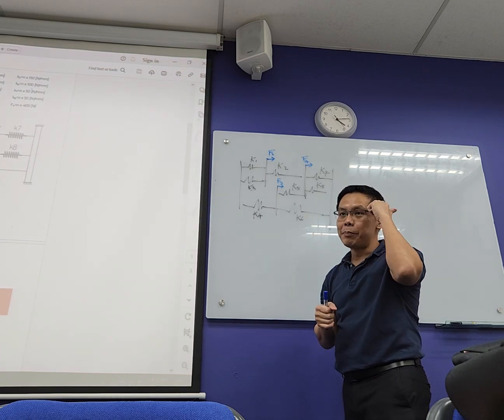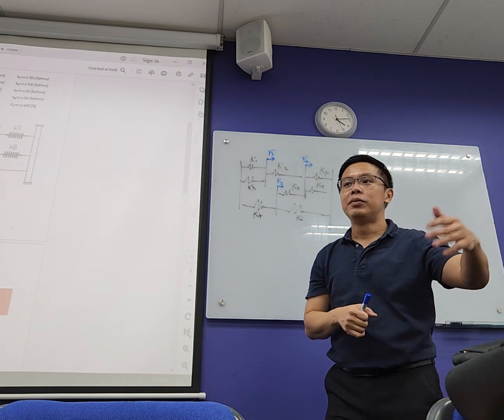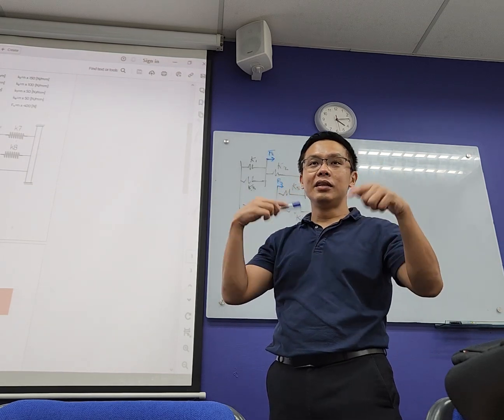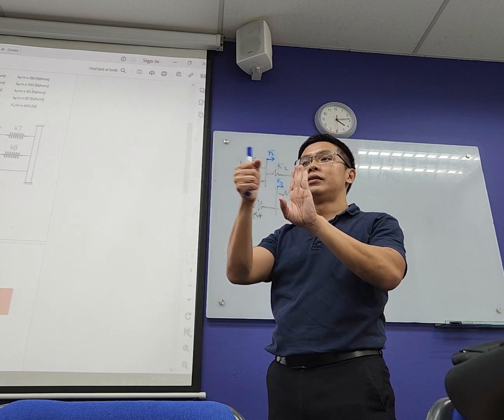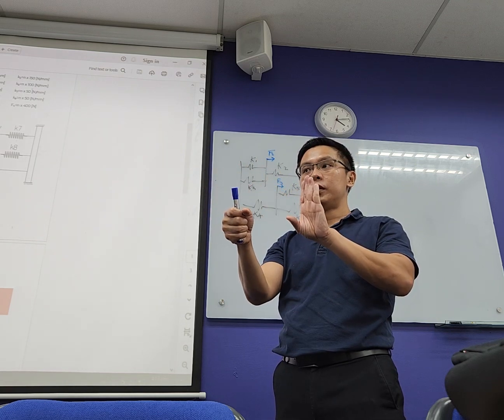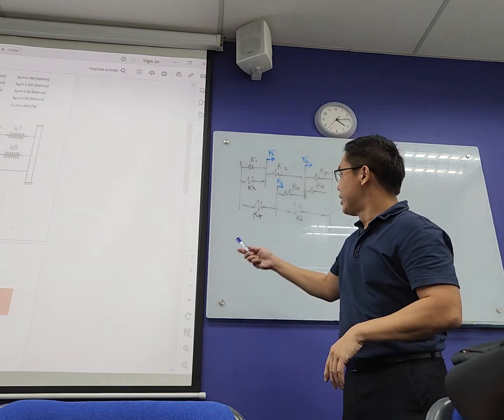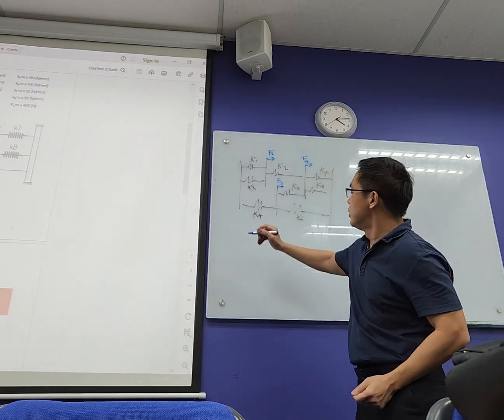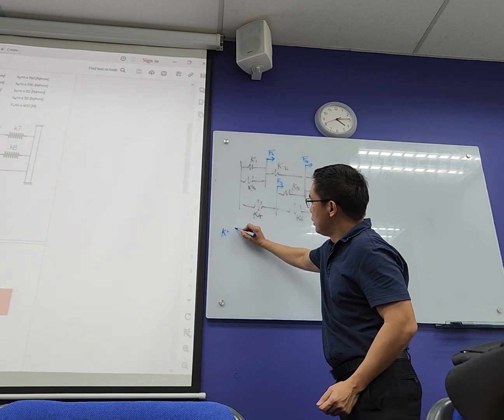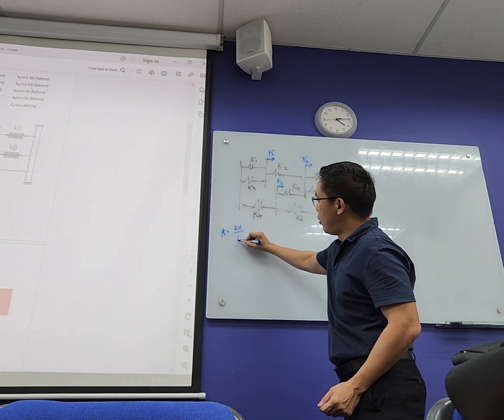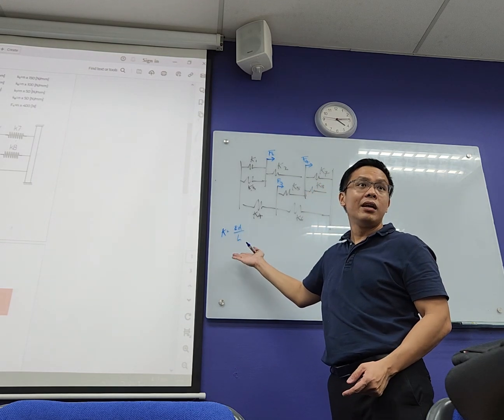This is important because when we go into beam and truss, the truss will only take a translational degree of freedom. A beam will allow you to bend. Remember just now we said for this, the K is what? The K is EA over L.